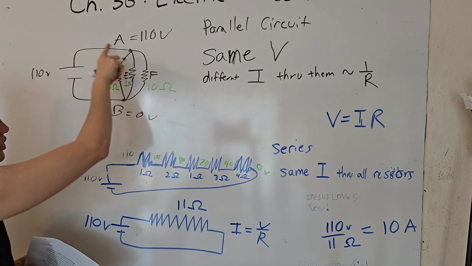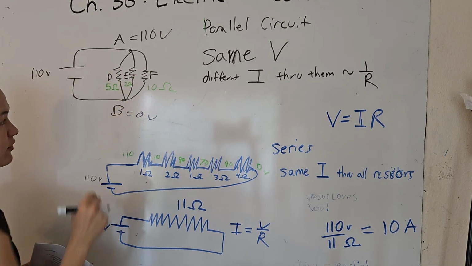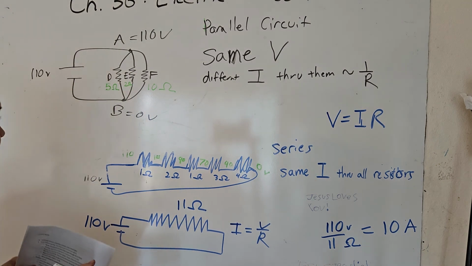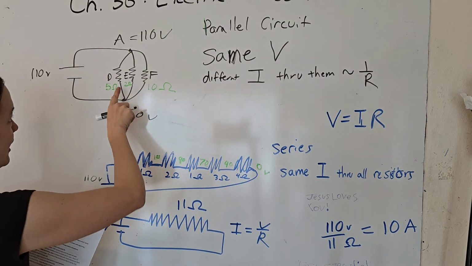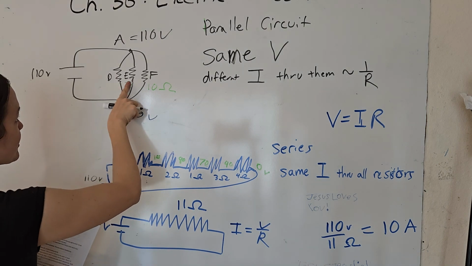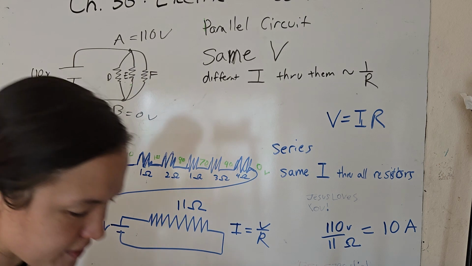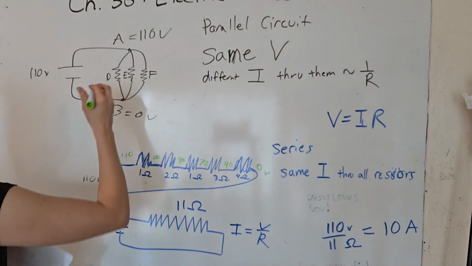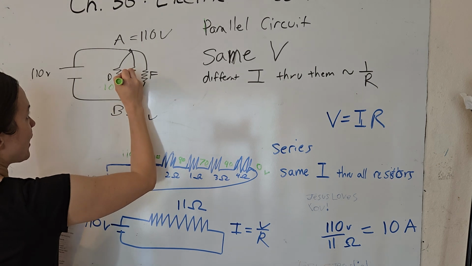Now, how do we find the equivalent circuit for this? Remember how we did the equivalent? Well, let's make it simple on ourselves and make them all have the same resistance. Let's say they all have a resistance of 10 ohms, okay?